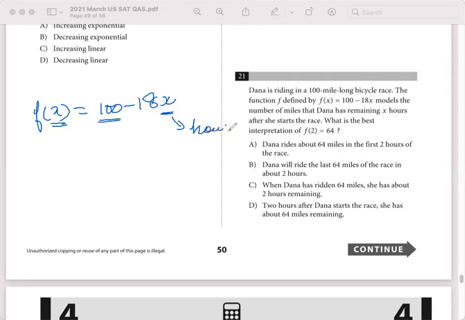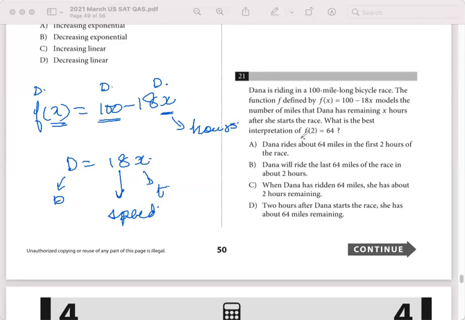So this is in hours. So this is a distance function. This is distance. So this also has to be distance, which means that d is equal to 18x, where this is distance and this is time, tells me that this has to be her speed, right? Which means that Dana is going at a speed of 18 miles per hour. And that is why for x hours, she's able to cover a distance of 18x. And so the number of miles remaining in the race is going to be 100 minus 18x, right?